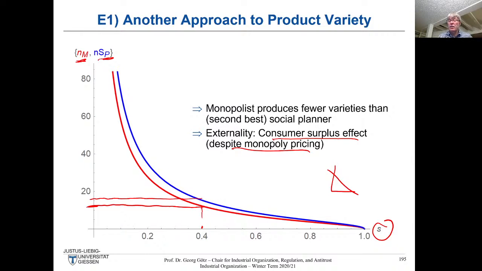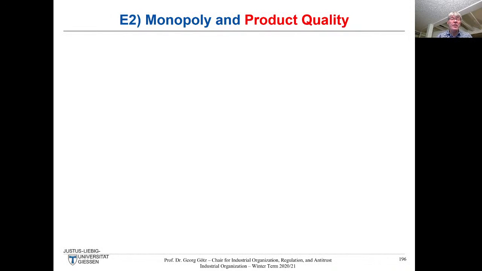Okay, I ask for a question right now, and then I would briefly start our discussion of monopoly and product quality. So we move on to vertical product differentiation. However, we start here with the case of a single product where the firm, our monopolist, decides on which quality to offer.